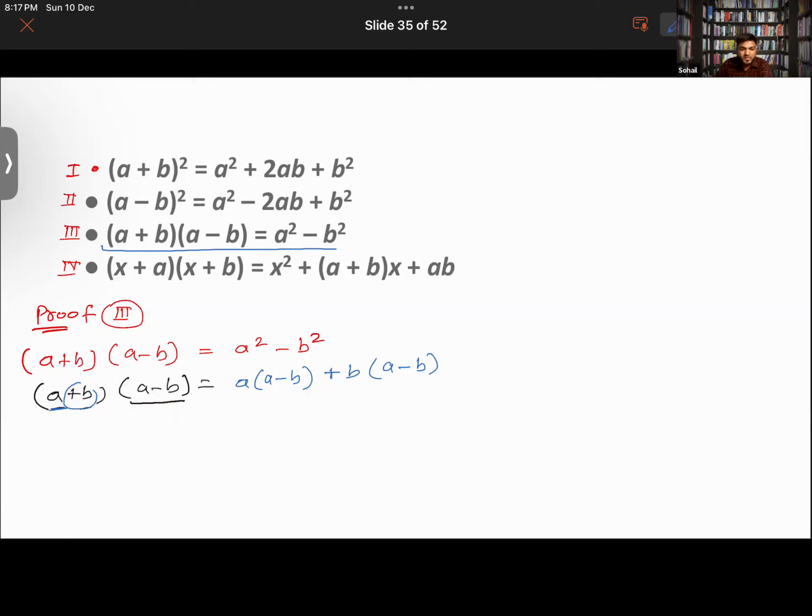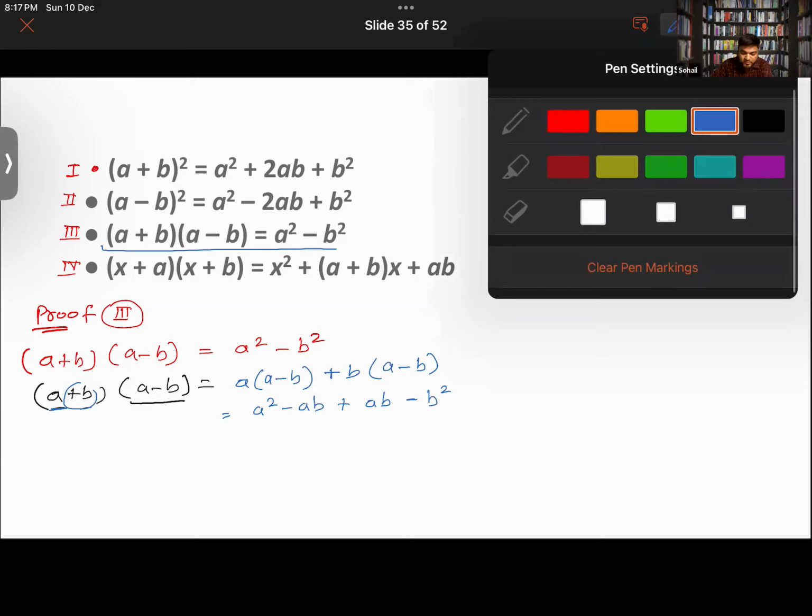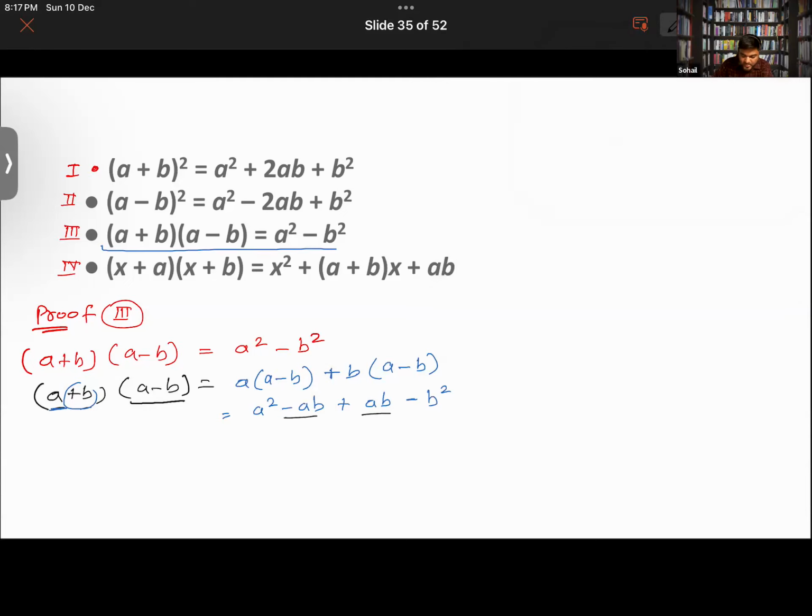Did all of you solve it this way? Yes, sir. Right, so now a into a, that is a square. A into minus b, that is minus ab. B into a, or a into b, I can do it like this. Now b into minus b will be minus b square. Everyone pay attention here, that minus AB and AB. Good, Arhan. AB and minus AB are like terms having opposite signs. So can I simply cancel them? Yes, sir. So now what I'm left with is a square and minus b square simply. It was simple. So this is how it is derived.